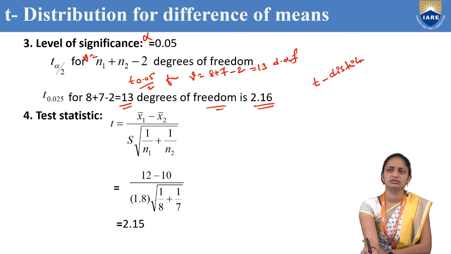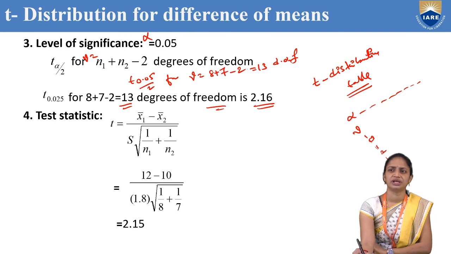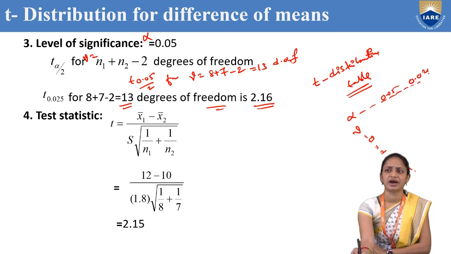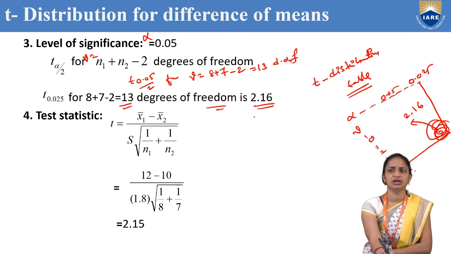In the T distribution table, these are all alpha values and these are all nu values. So 0, 1, 2, 3 and so on up to here we have 13. Here this is 0.05, 0.025 is there. So in 0.025, in 13 we have to take this value. This value is 2.16. So in the table we have to choose this value, that is 2.16.